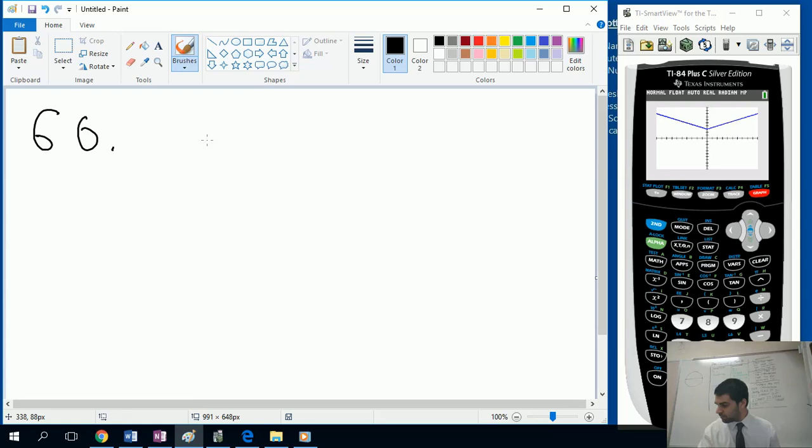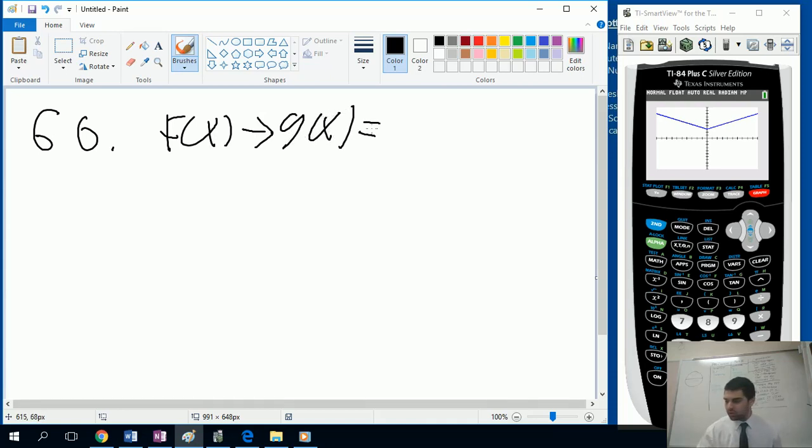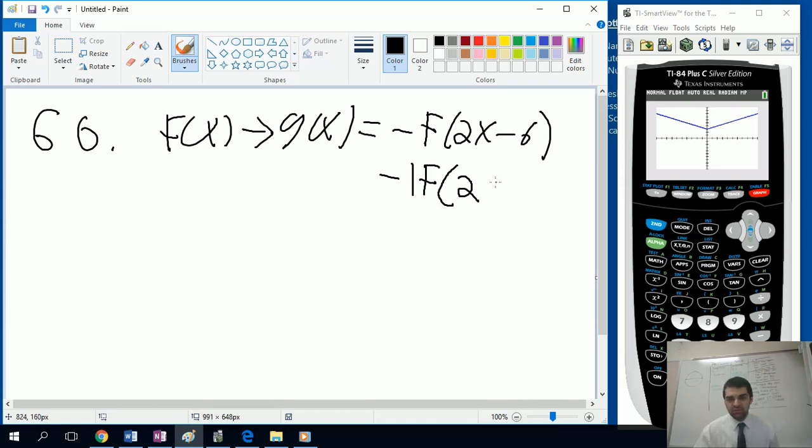6b. As f of x transforms to g of x, you're going to get g of x equal to negative f of 2x minus 6. First of all, we need to factor out that x, so that's going to be negative 1 f, because that's going to make something apparent here. Factor out the 2 of x minus 3.